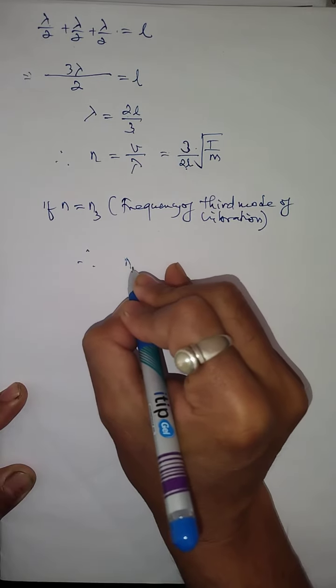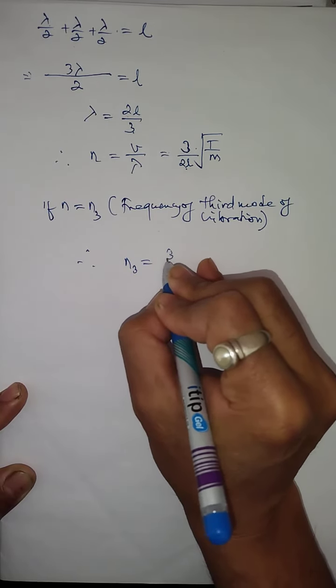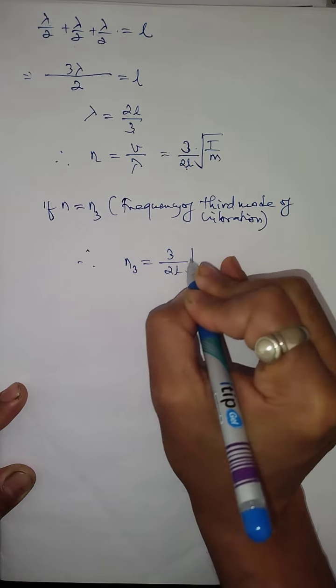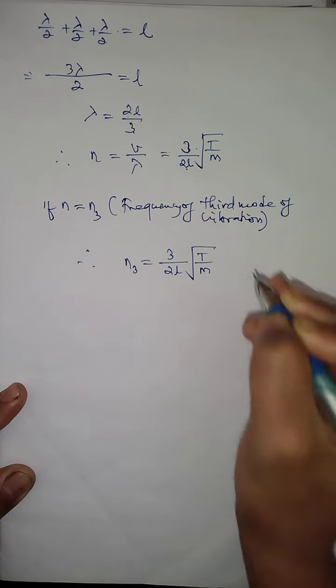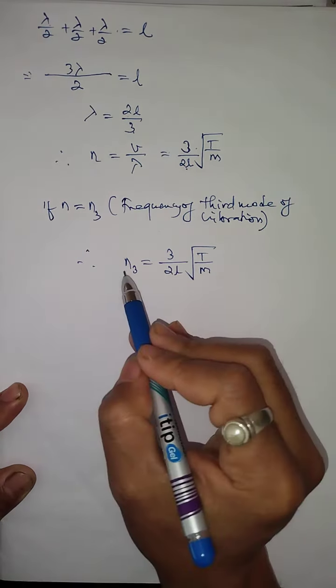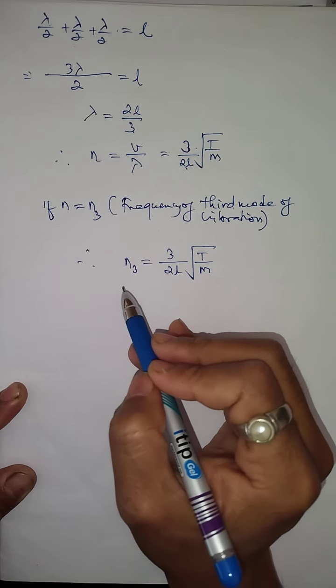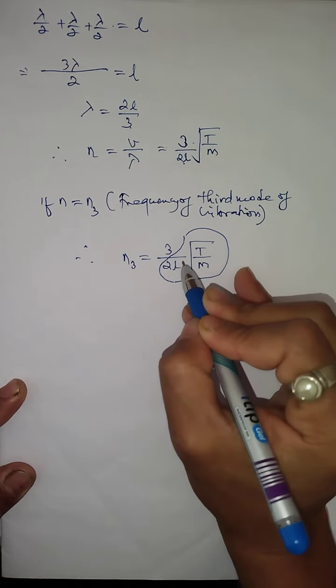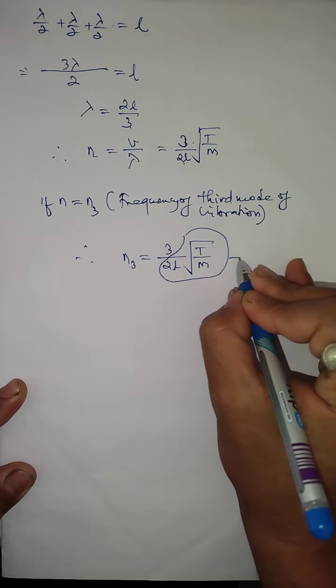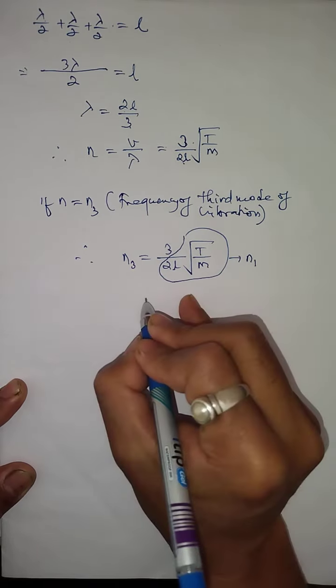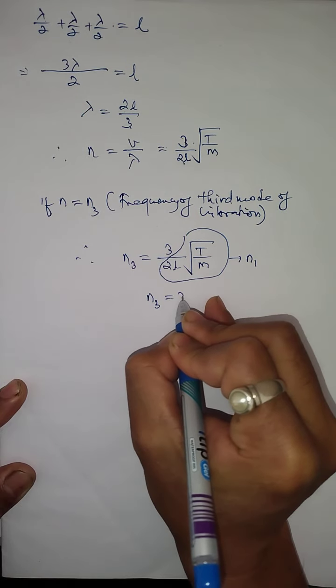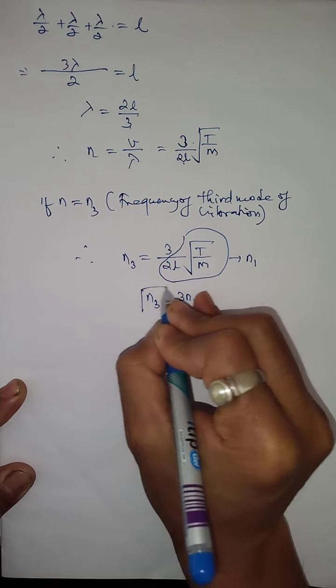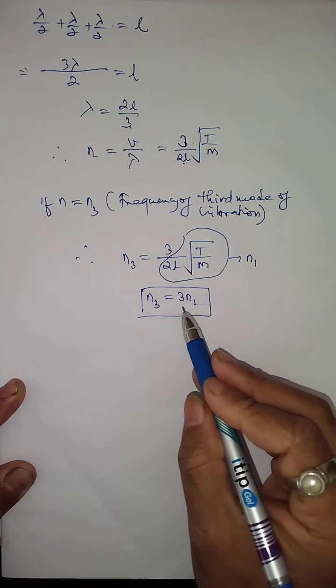So I write down N3 equals 3 by 2L square root of T by M. Now this frequency can even be compared with the fundamental frequency. You know why? Because this quantity in the expression, 1 by 2L square root of T by M, is actually nothing but N1. That means N3 equals 3N1. See, N3 equals 3N1.